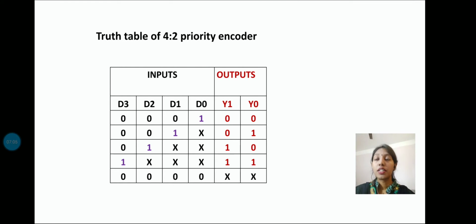In addition to the outputs Y1 and Y0, the priority encoder also has a valid bit indicator, which indicates whether the input applied is valid or not. That is, whenever one input is active or more than one input is active, the valid bit will be high. If all the inputs are inactive, then the valid bit is 0. That indicates an invalid condition, that a valid input is not applied.